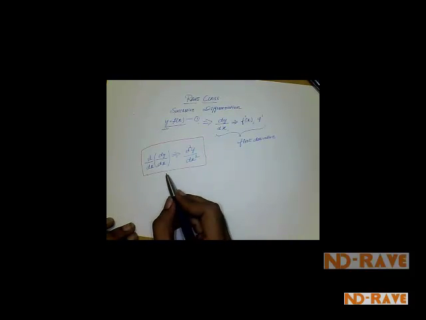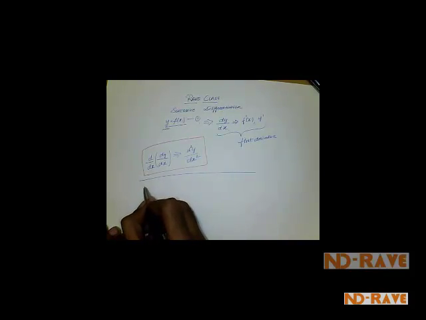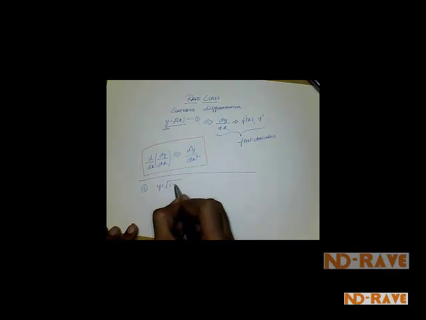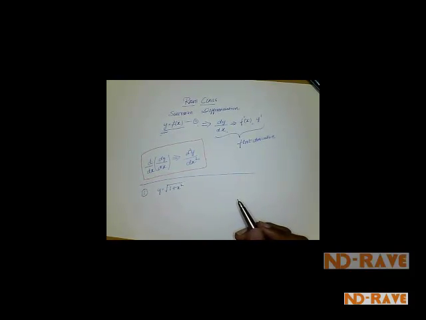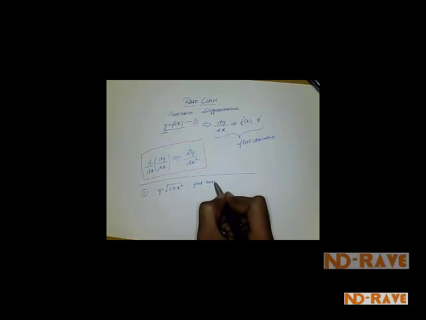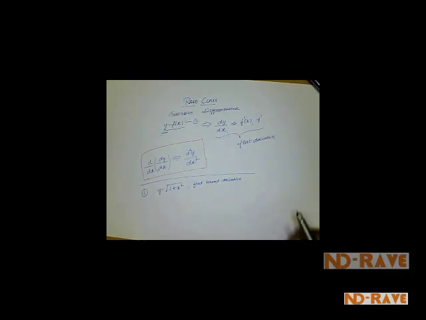So I'll take a small problem here. So y is the function of x. So y is given by root of 1 plus x square. So this is the question given. So the main aim is to find the second derivative. So to find the second derivative.